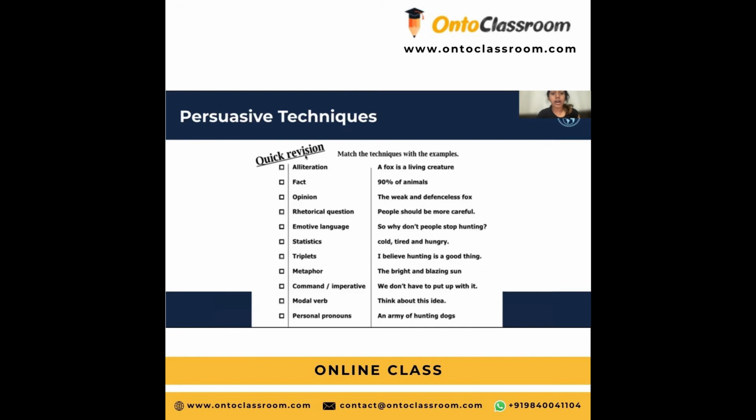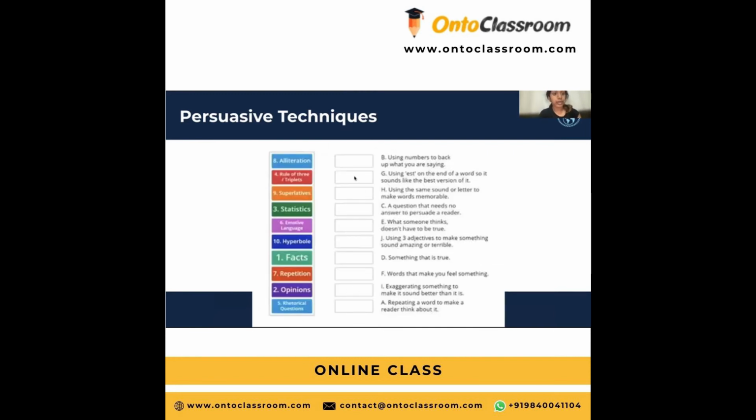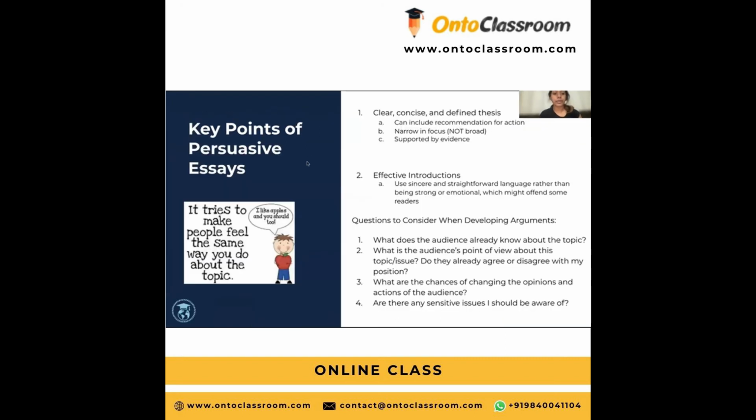Now, here we have a quick revision. Again, another worksheet just to make sure that the basics are down pat, so that we can continue into implementing these into writing. The key points of persuasive essays. It tries to make people feel the same way you do about the topic. Right here, we have a person saying, I like apples, and you should too. Obviously, that's a very basic sentence that's not necessarily persuasive, but what it does is it clearly and directly asks the audience to identify with the same opinion that they have on a topic, which is ultimately what you're trying to do. You're not trying to beat around the bush, but you're definitely trying to provide more depth and more reasoning to bring people to your side.